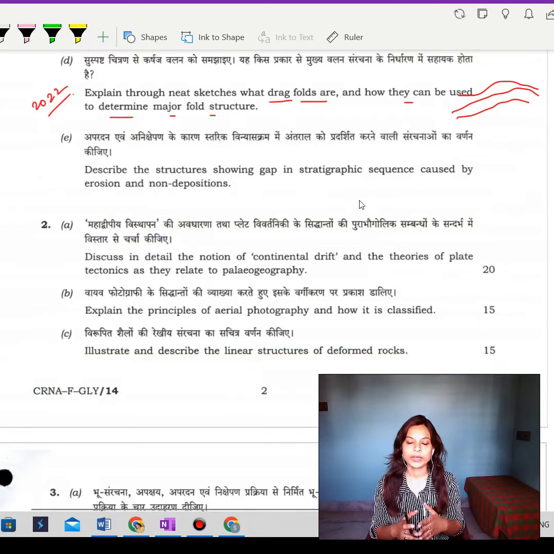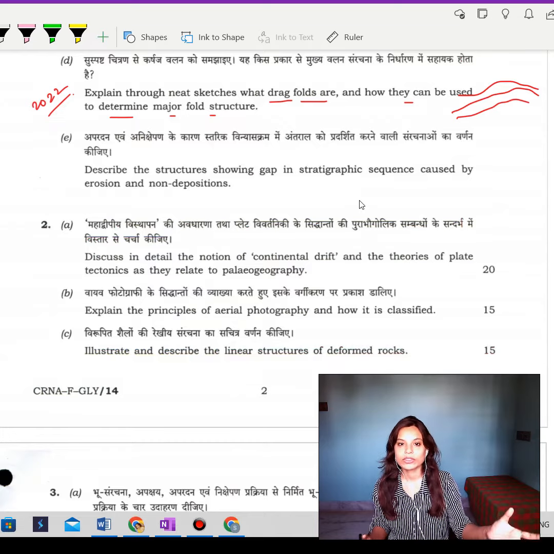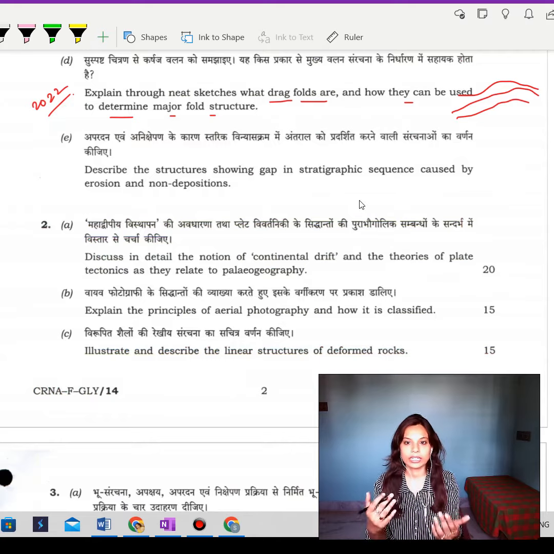Now, in terms of determining the major fold structures, drag folds can provide valuable information about the direction as well as the intensity of the tectonic forces that acted upon the rock. So we can understand through this about the intensity of the tectonic forces as well as about the direction of the tectonic forces. So this asymmetry of the structure, the way the layers are getting formed, the asymmetry of the drag folds can indicate the direction of movement, with the longer side of the fold pointing towards the direction of the force. Okay.